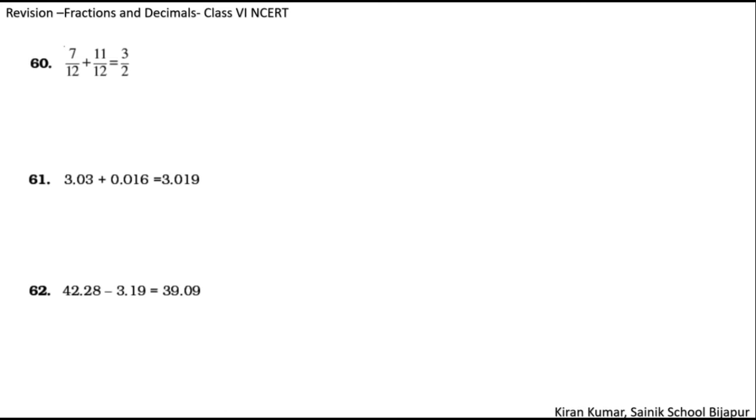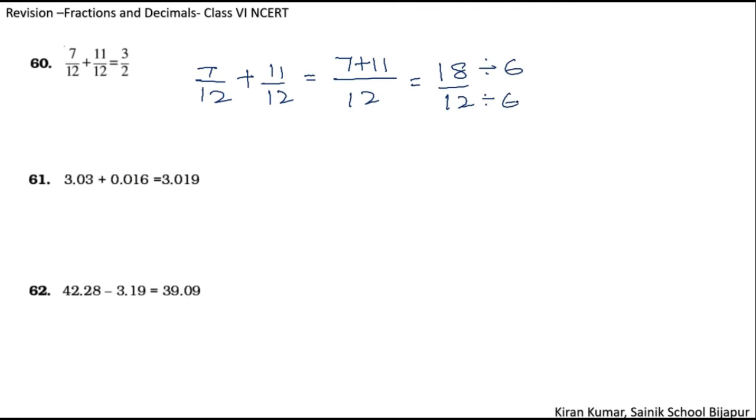Statement 60. 7 by 12 to be added to 11 by 12, the LCM will be 12. 7 to be added to 11, we get 18 by 12. Both are divisible by 6 and we get 3 by 2. And this is there in right hand side. So the given statement is a true statement.